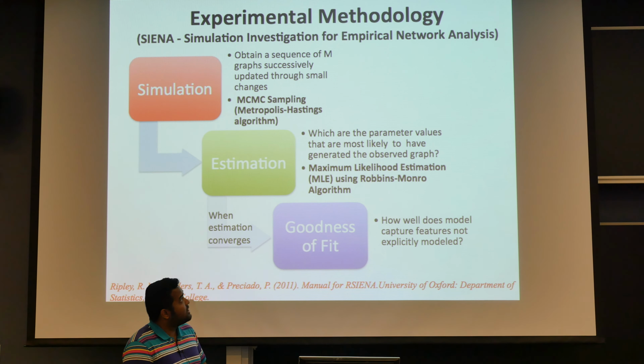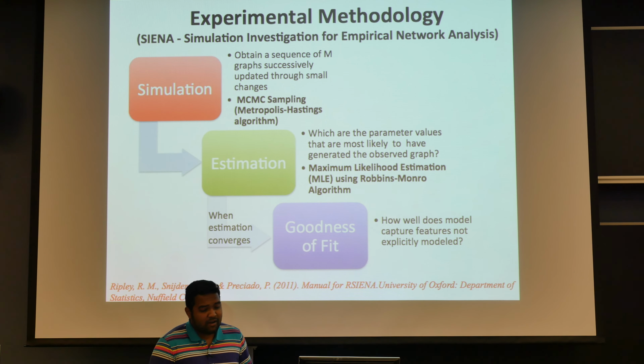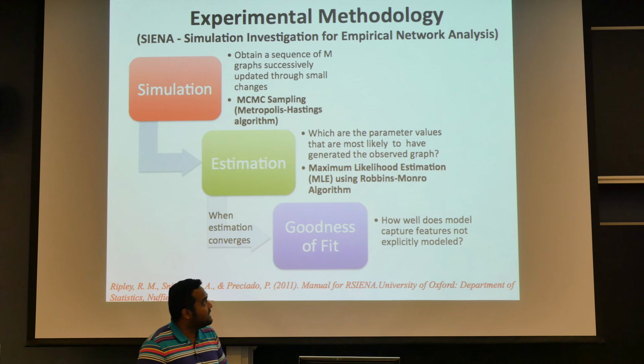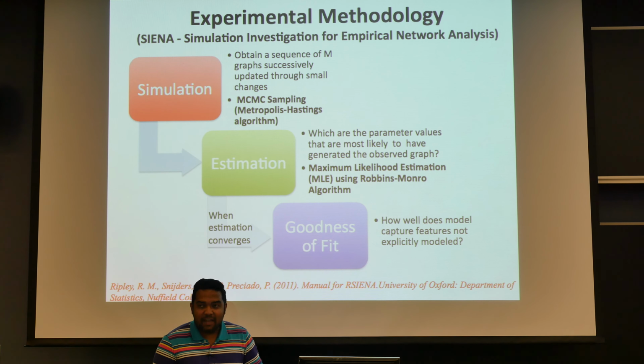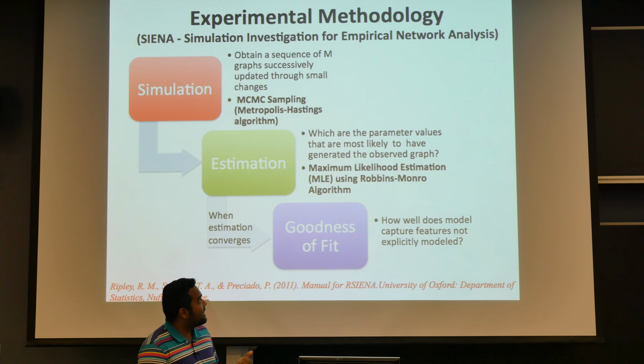Our experimental methodology is SIENA, where the basic idea involves 3 steps. Firstly, simulation, where we simulate a sequence of n graphs through MCMC sampling, specifically the Metropolis-Hastings algorithm. In the estimation step, we choose which of these parameter values are most likely to have generated the observed graph. This is done via the stochastic approximation algorithm of Robbins-Monro.